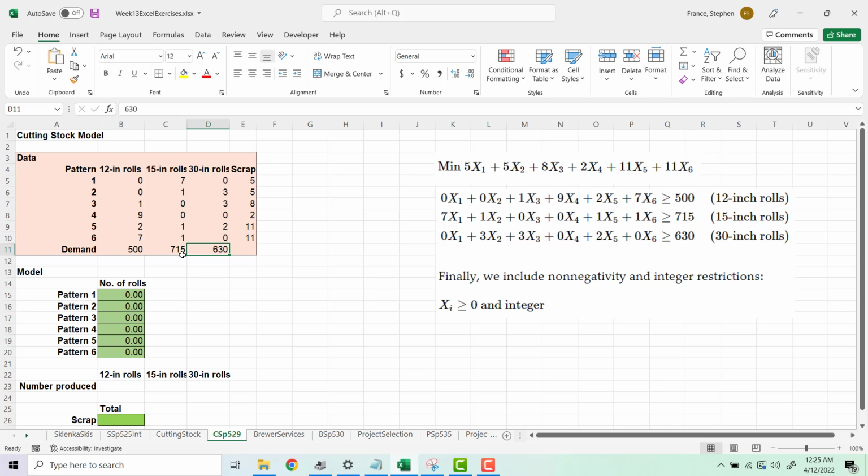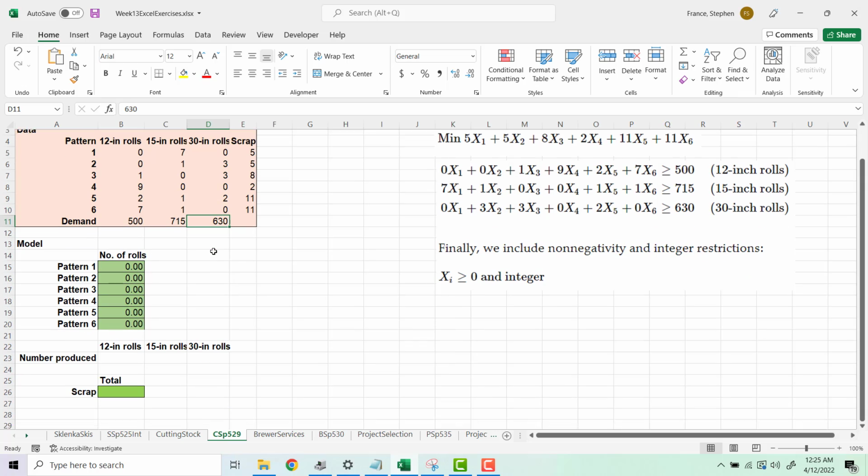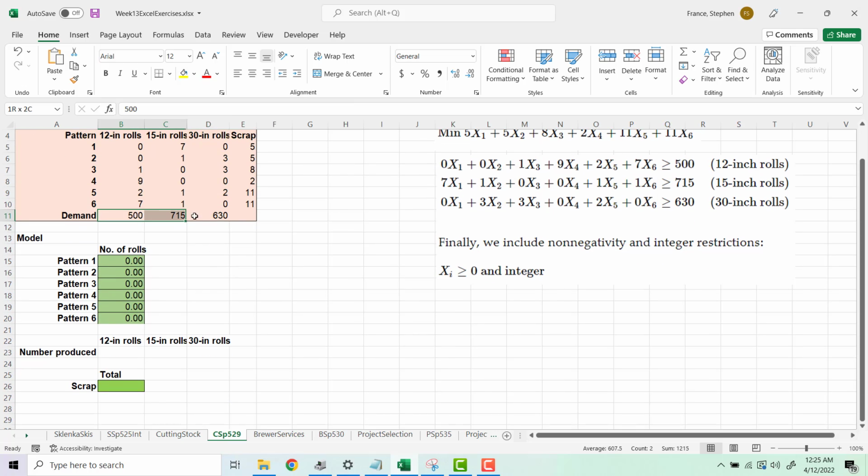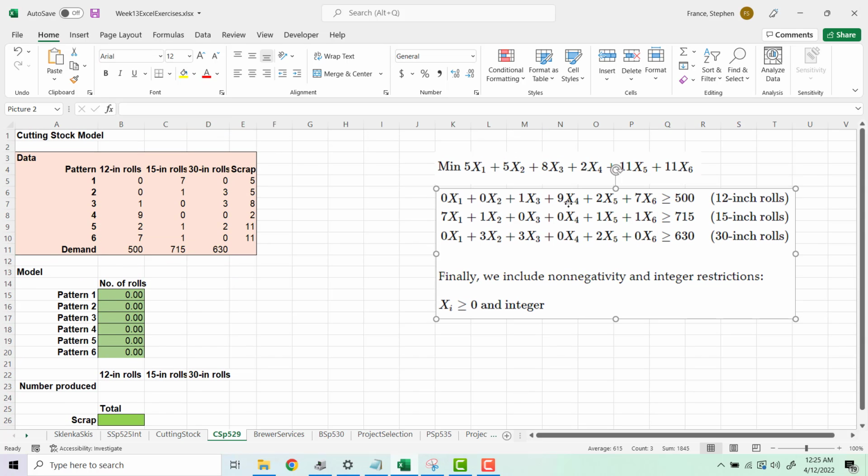We have a certain demand that we need to fulfill, and basically what we're trying to do is meet this demand. If we look here, these are the demand equations. For 12-inch rolls, we get 0 from pattern 1, 0 from pattern 2, 1 from pattern 3, 9 from pattern 4, 2 from pattern 5, and 7 from pattern 6. We multiply those coefficients by the number of rolls of each pattern, and it's got to be greater than or equal to 500. Our optimization criterion is to minimize the amount of scrap, so we're trying to fill this demand while minimizing the scrap.